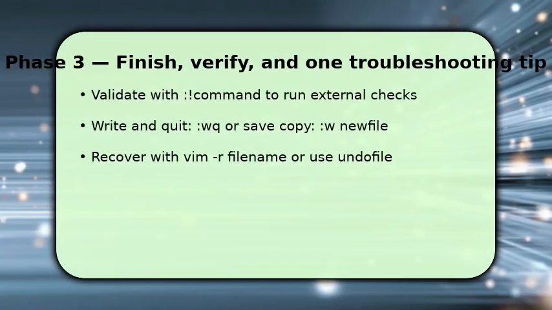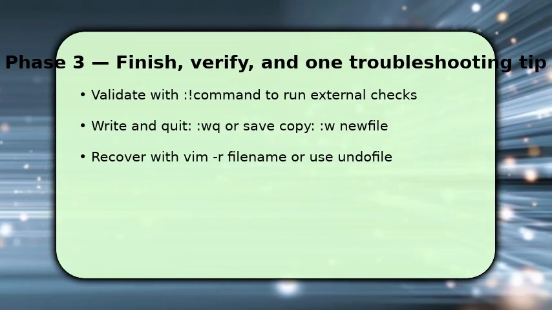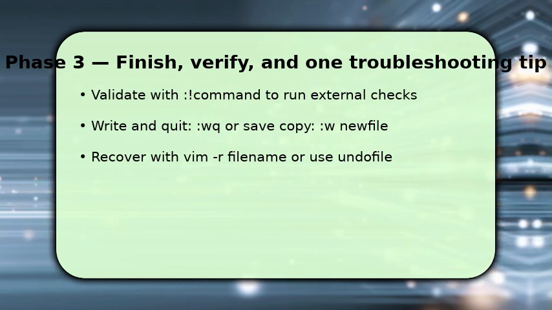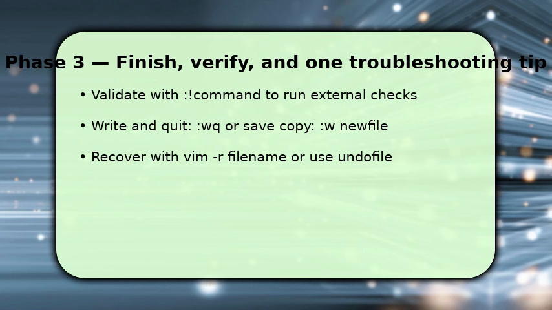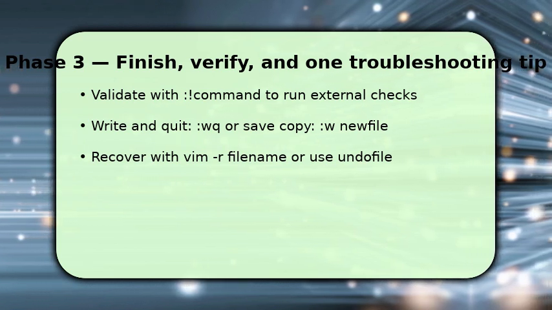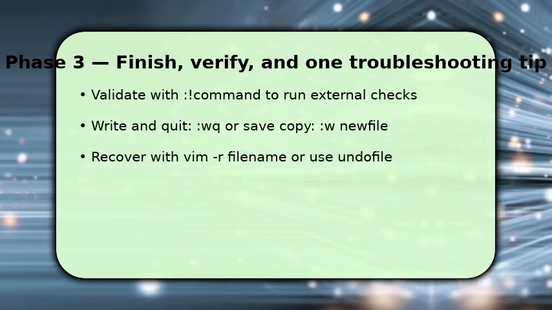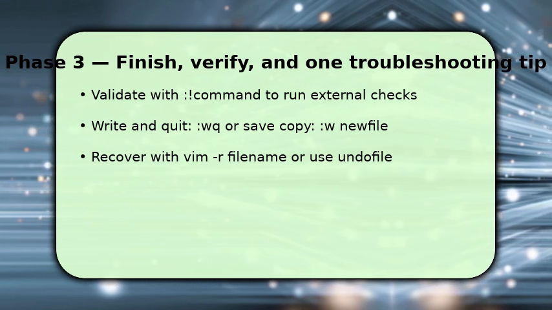You finalize edits by validating changes. Run external checks using Python validator.py or awk scripts to confirm data integrity. Once satisfied, save and exit with WQ or write a copy with W new file when you want to preserve both versions. If something goes wrong, recover using vim -r file name or locate the undo file if enabled. You can also reopen backups.